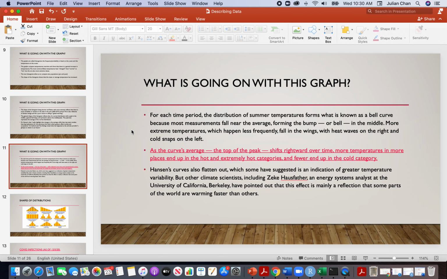Now, for each time period, the distribution of the summer temperature forms what is known as a bell curve or a normal distribution, because the most common outcome was the average, okay, occurring near the peak and forming the bump or a bell in the middle. More extreme temperatures, which happen less frequently, fall at the ends, okay, with heat waves on the right and cold snaps on the left, okay.